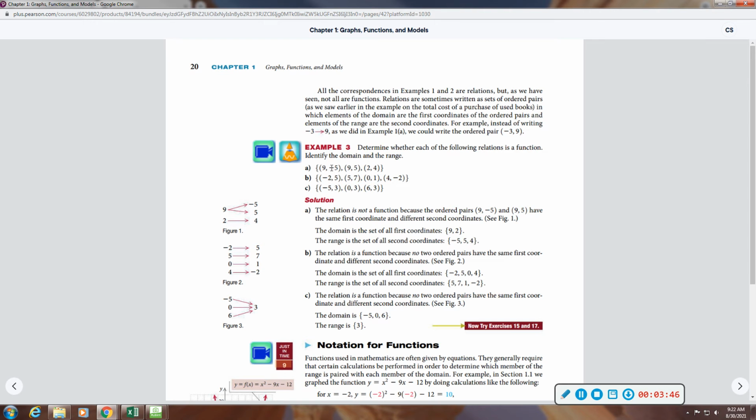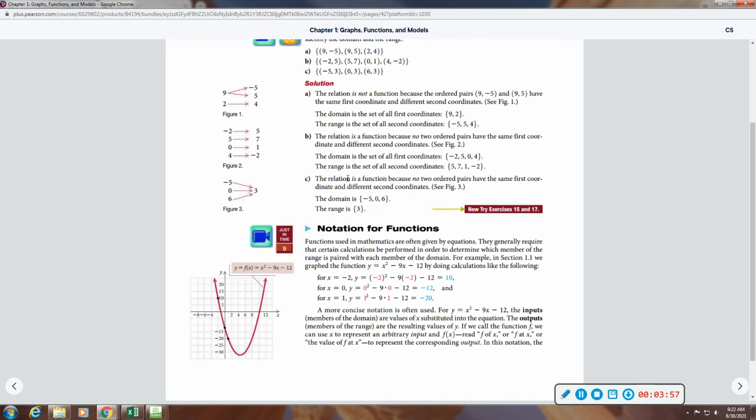You have a set of ordered pairs, and we describe if the relation is a function or not. And so you have A, B, C, and then they have the solutions here explained. So just some examples to kind of help you really grasp what's going on here.